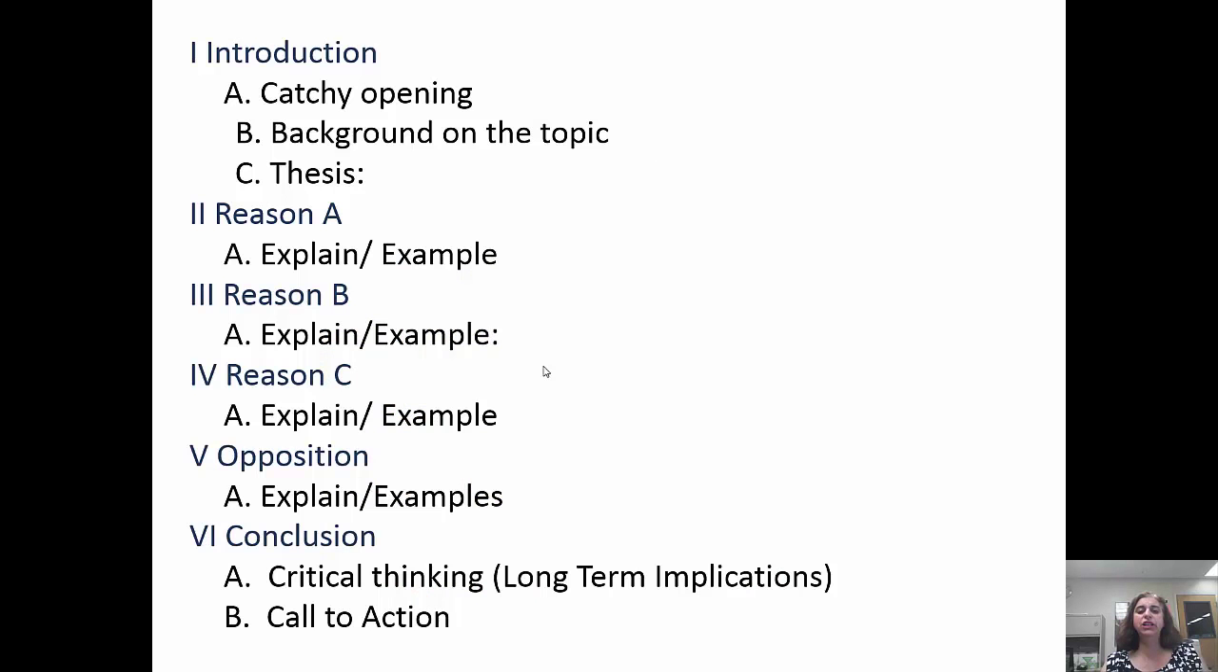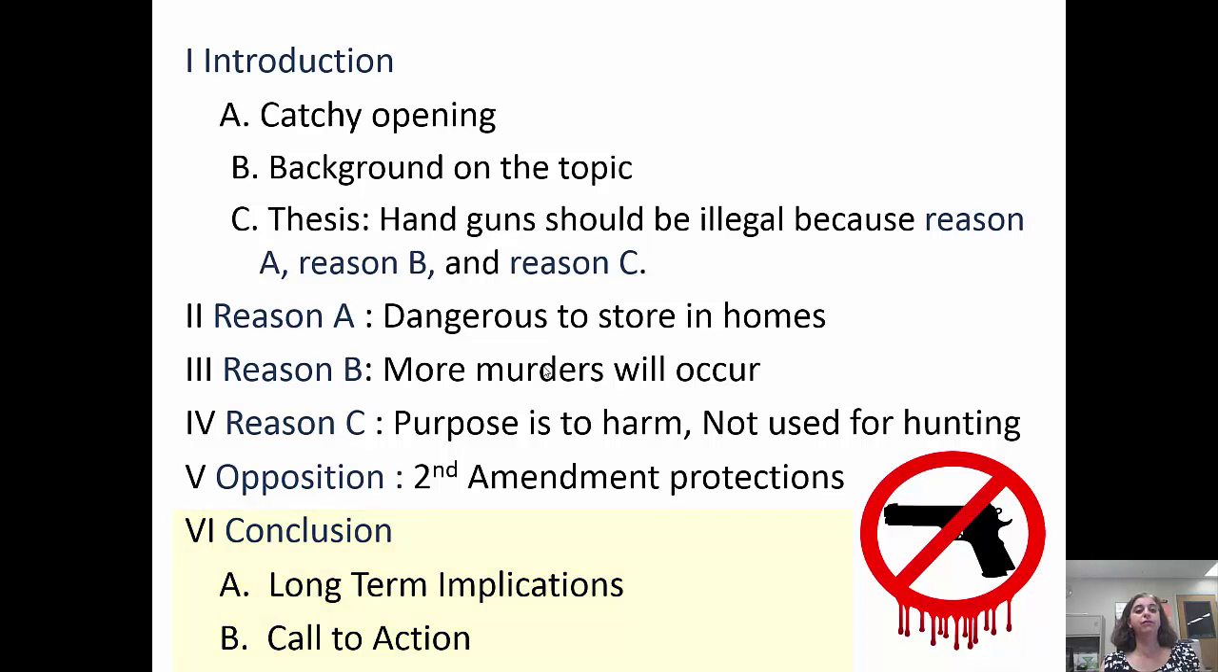What does an argument essay look like? Here's a typical structure with your introduction paragraph that has your thesis statement. You'd have your three reasons, reason A, B, and C. That would make it a three-body paragraph essay. An opposition paragraph devoted completely to what the other side says, and your conclusion statement, which does have a call to action. Make sure you notice that in the conclusion paragraph.